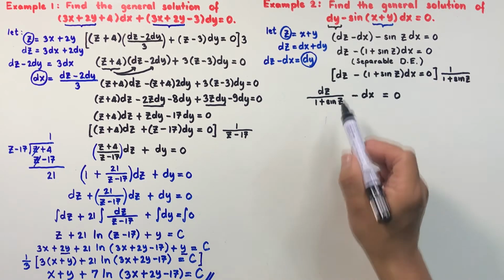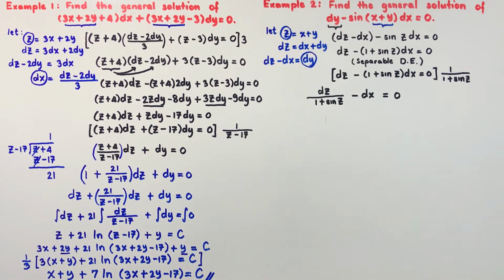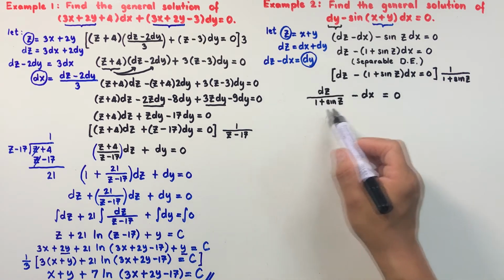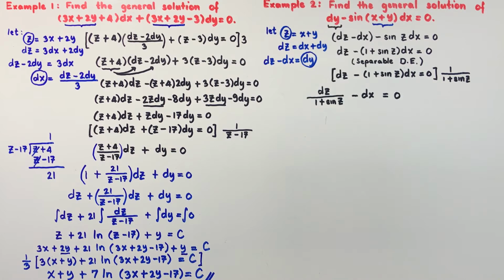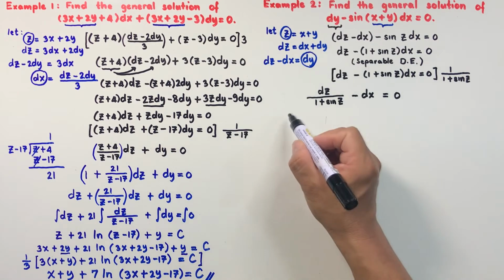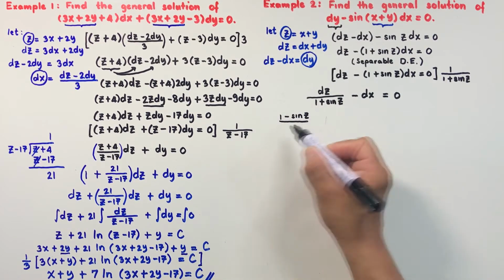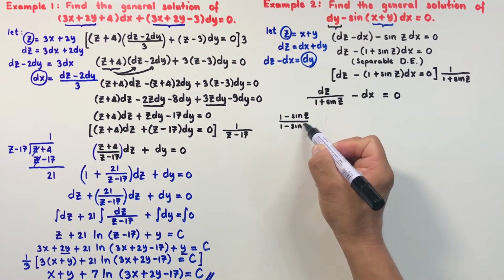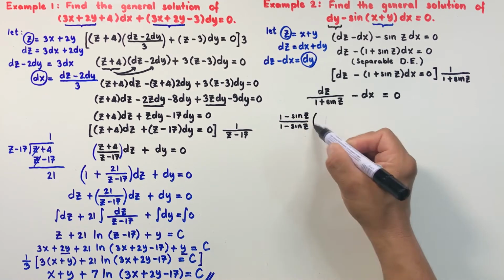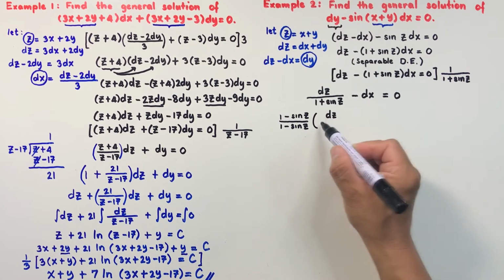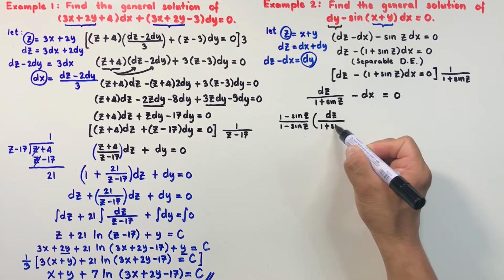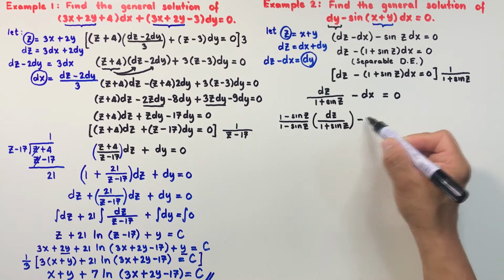Now, it seems to be tricky to integrate this fraction here, but you can recall from your previous calculus that we can multiply this fraction by the conjugate of its denominator. So the conjugate of the denominator is 1 minus sine z. And if that is the one that you multiply to the numerator, the same also in the denominator, so that you will not alter the value of this fraction.